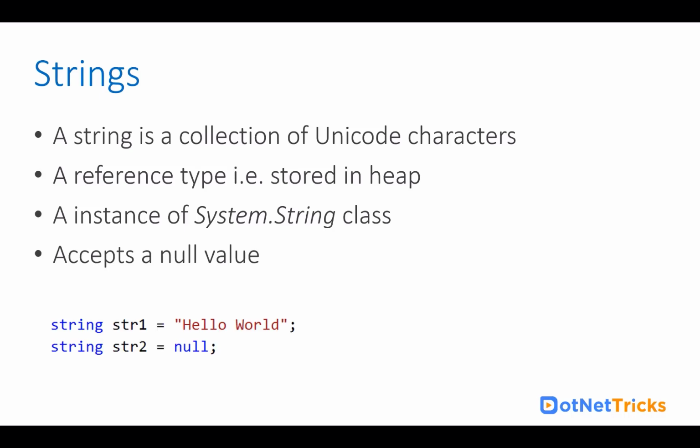So you can see here we can define a string. Let's say string str1. Then we can define the string value, let's say hello world. You can even assign the null value as well. The default value for a string is null. So a string is used for storing string values in our C Sharp program.